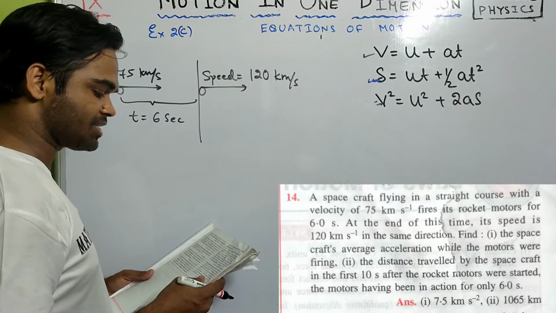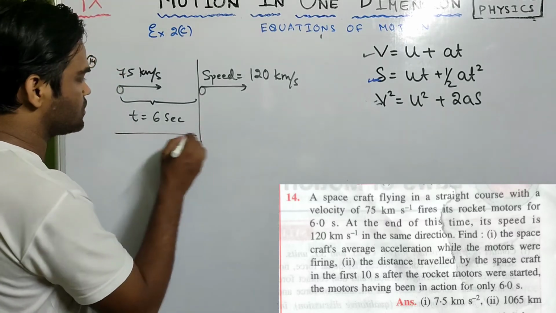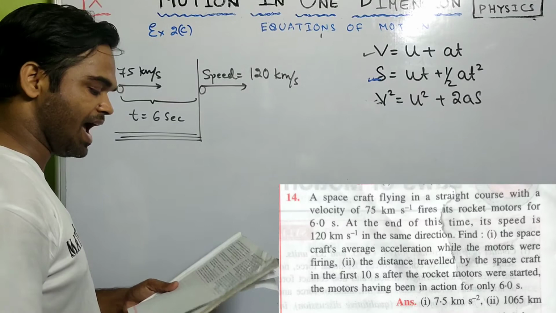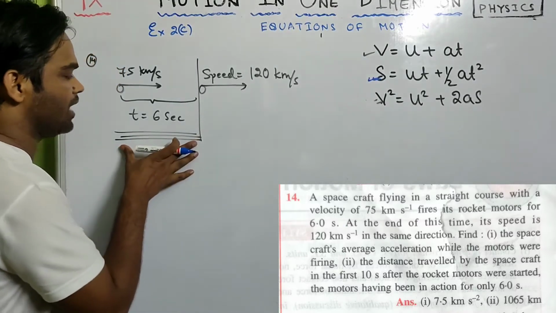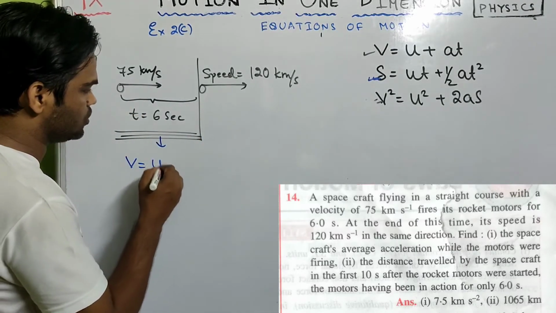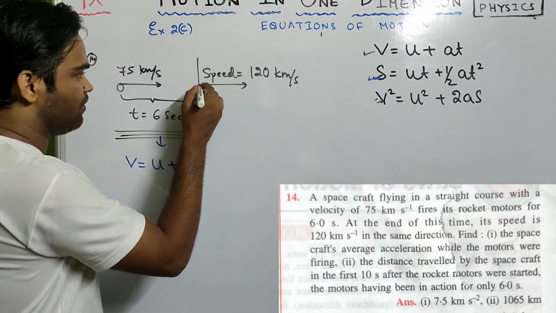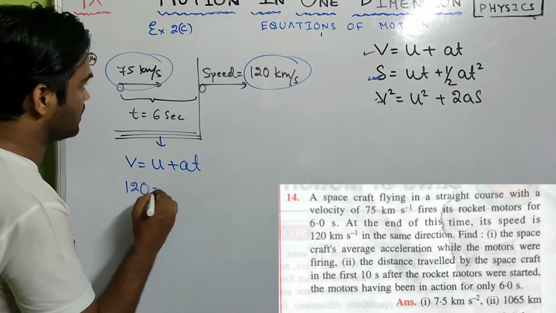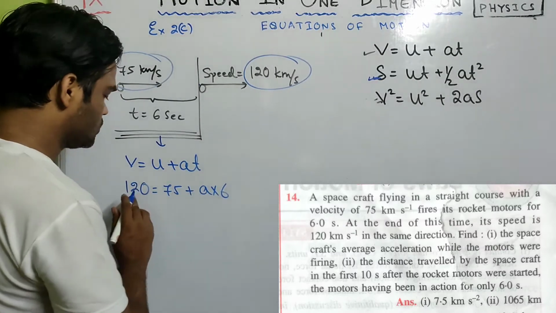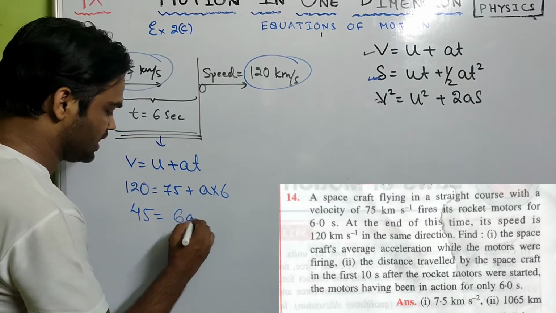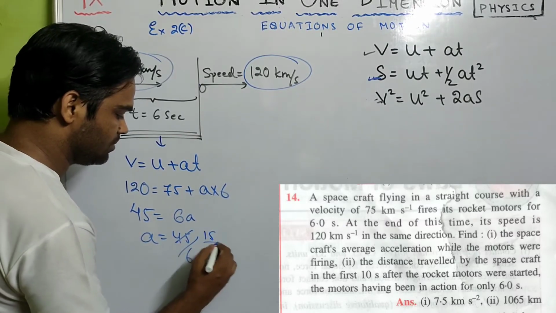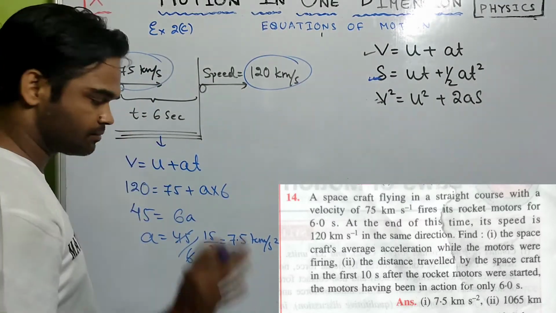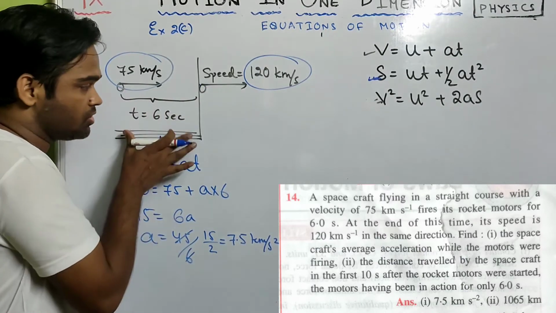Find the spacecraft's average acceleration while the motor was firing. While the motor was firing, we are talking about the first 6 seconds, so time is 6 seconds. We have V equals U plus AT. The final velocity becomes 120 km per second, initial was 75 km per second. So 120 equals 75 plus A into 6. Be careful: 120 minus 75, that's 45 equals 6A, so A equals 45 by 6, that's 7.5 km per second square. That's your acceleration.